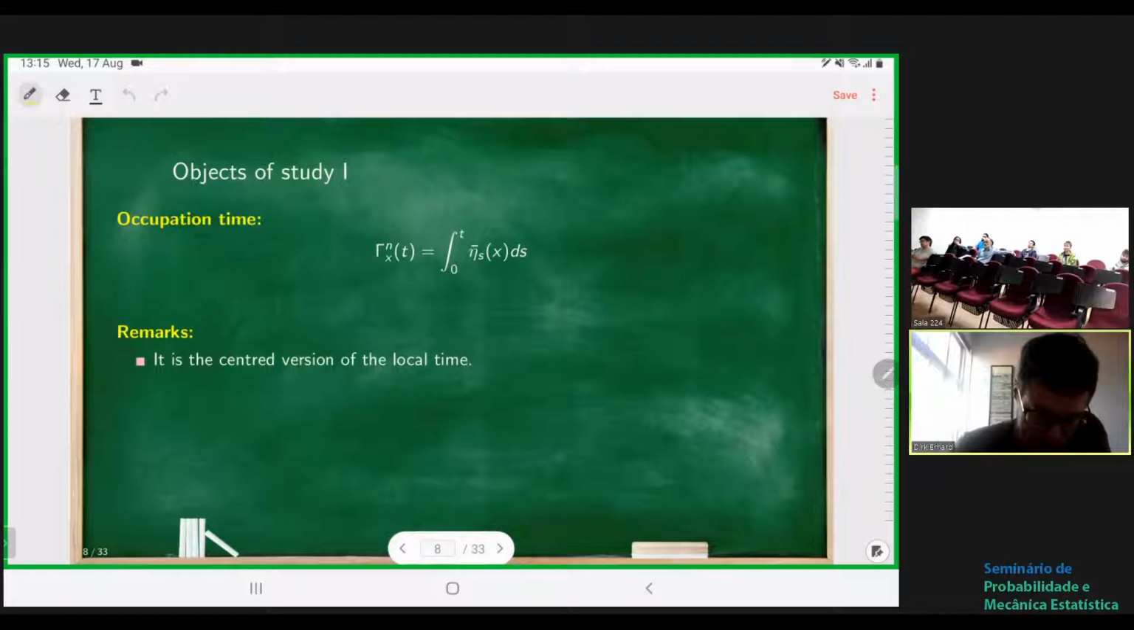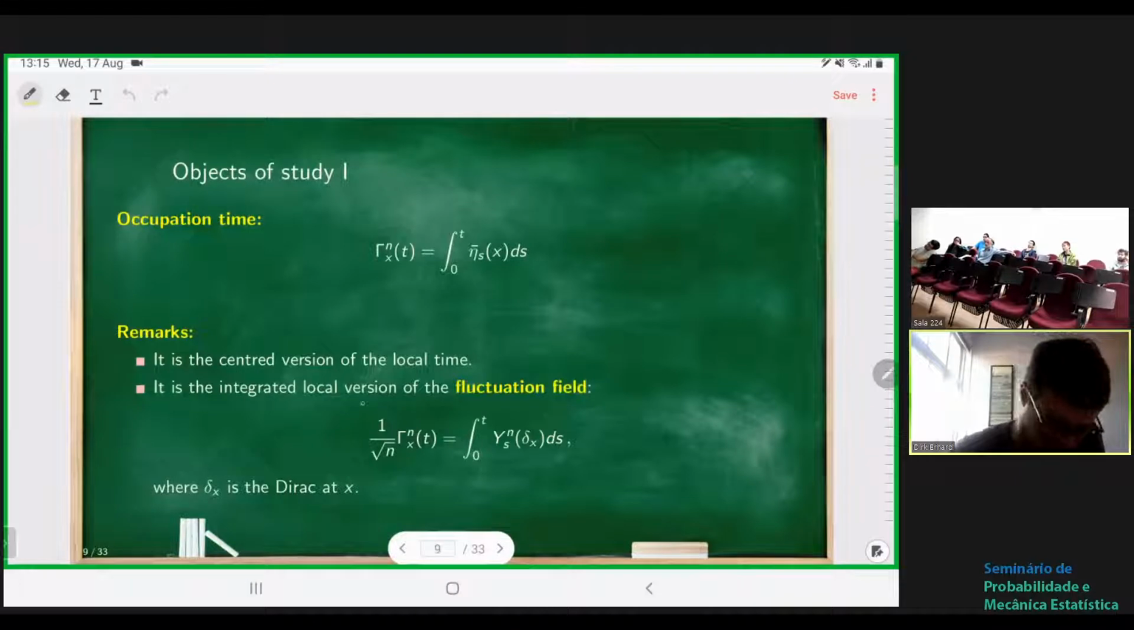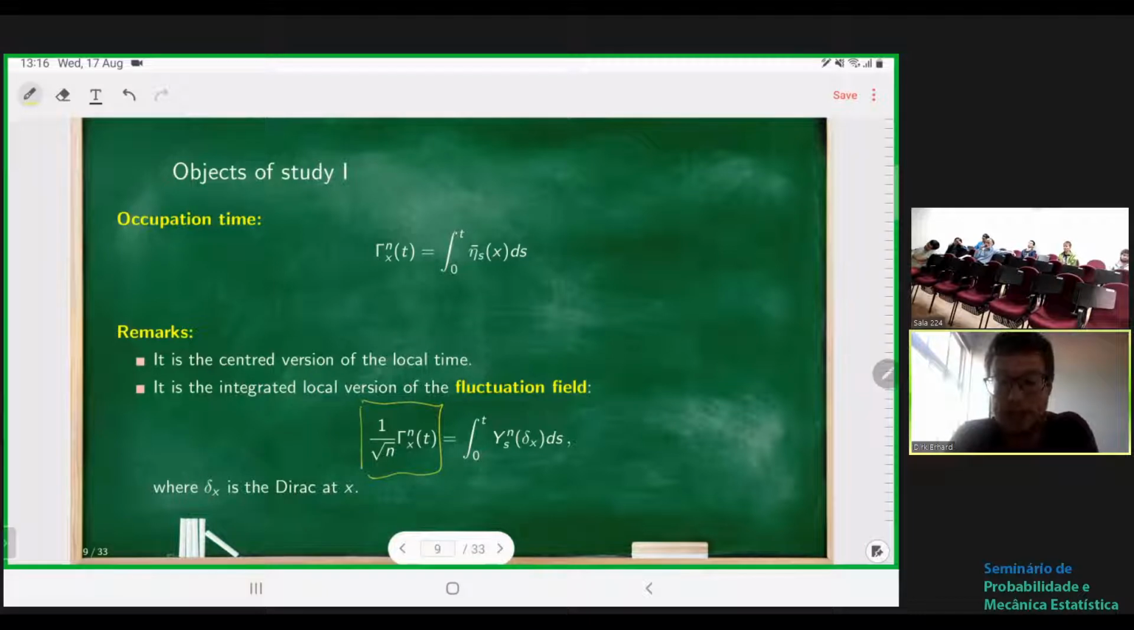Looking at this formula, one thing that you also see is that you can easily write it in terms of the fluctuation field. So one way would be like this: 1 over square root of n times the occupation time is nothing but the integral from 0 to t of the fluctuation field Y^n evaluated at the Dirac delta at x. That's really completely rigorous. If you look back at the definition of the fluctuation field, this is literally what you get. In the limit, you would obtain something.